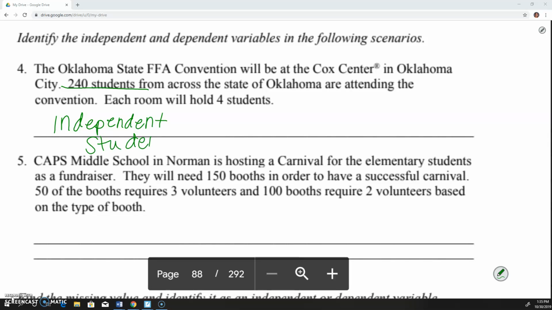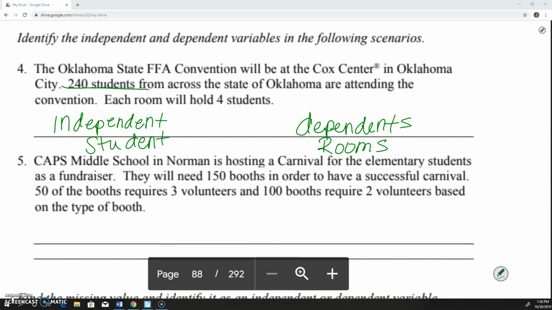What is my dependent? What depends on the amount of students going? So the dependent you said was the rooms. Do the number of rooms you need depend on how many students are going? Yes. So independent was students, dependent was rooms. The amount of rooms depends on how many students are going.